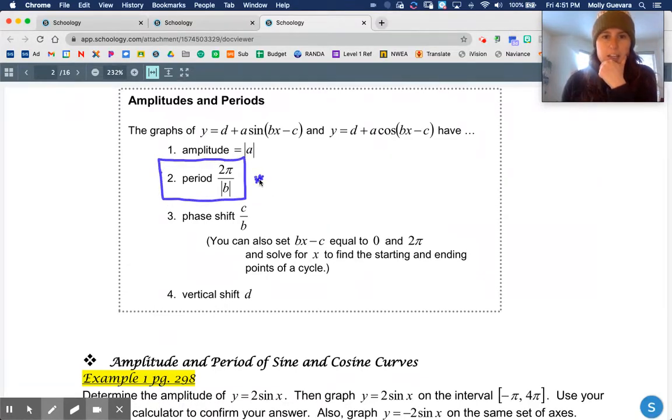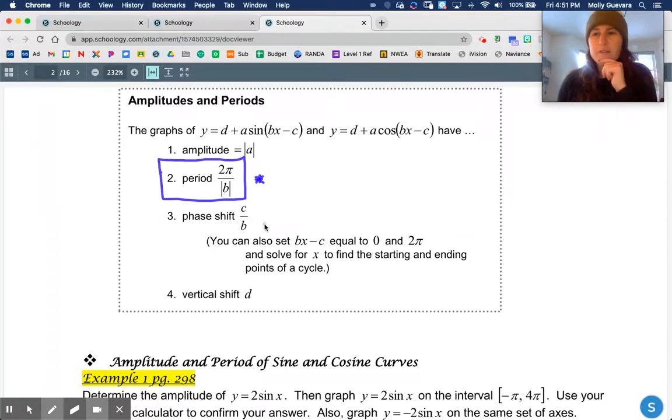Okay, because the original period of sine and cosine is 2 pi, that's where this comes from. So that's the original period, which is 2 pi, and you're going to divide it by the absolute value of whatever b is. b is the number in front of x.